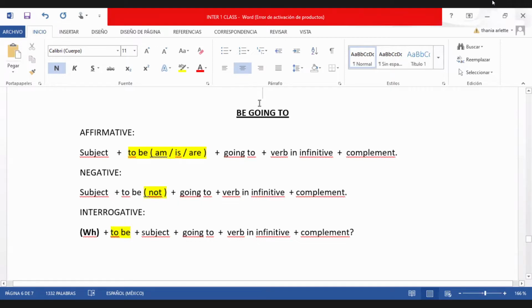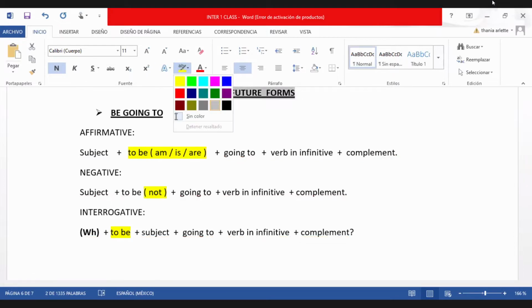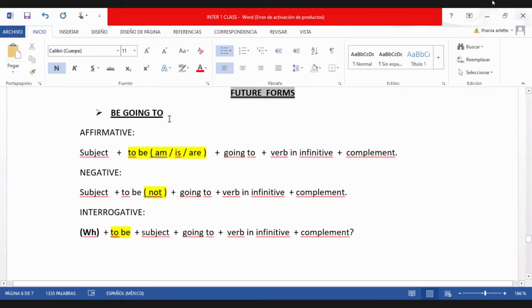Okay, so that is the topic today. Future forms. Okay? And this one, be going to, is the first one. This is the first future form. Okay? This is the topic, future forms. And be going to is the first one. Okay? Thank you, Brenda. That is correct.